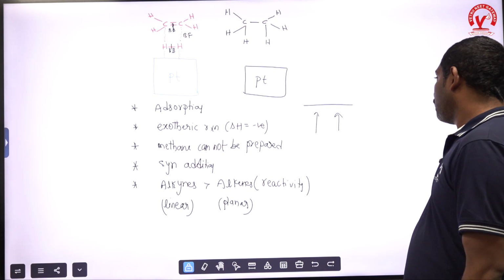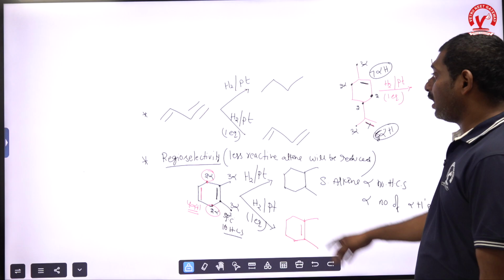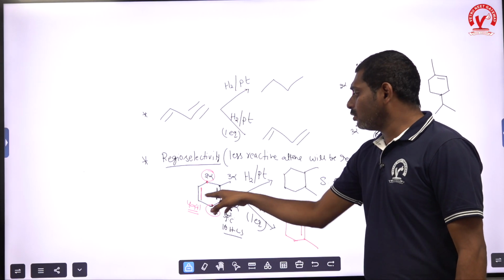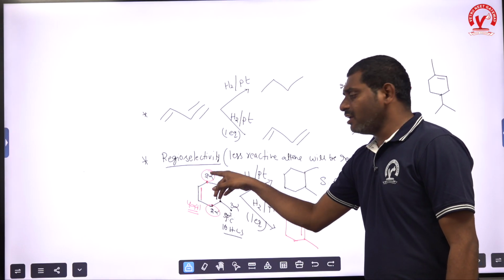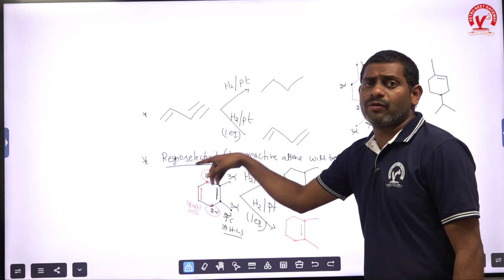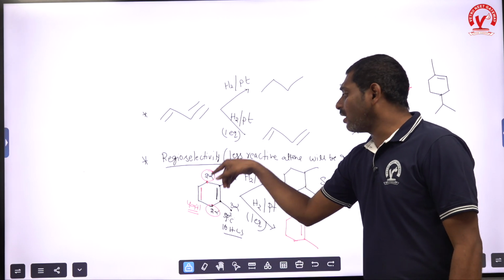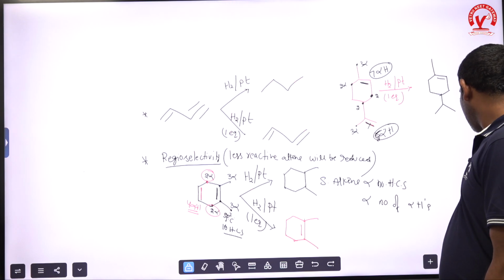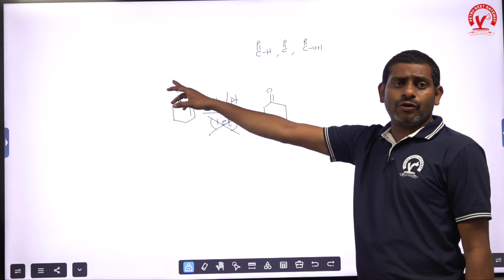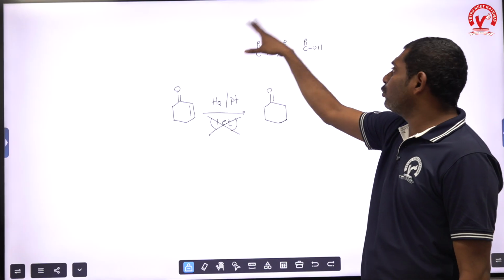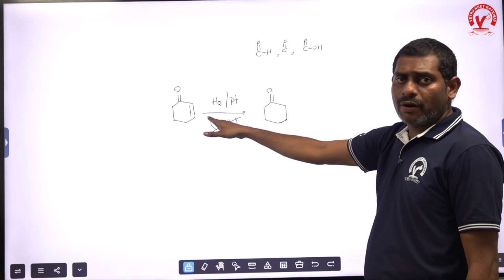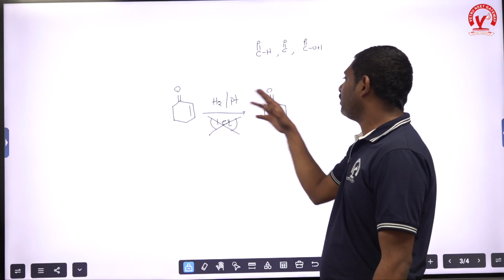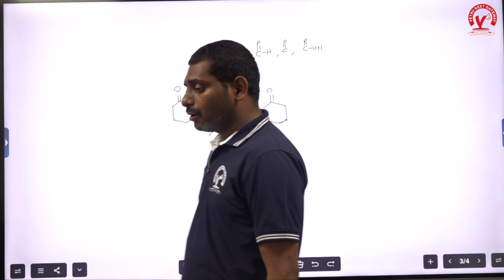Already we discussed, if one double bond and one triple bond are there, the triple bond will break first. If two double bonds are there, the double bond with the fewest alpha hydrogens, meaning the fewest hyperconjugative structures, the least stable alkene, will be reduced first. Then if any other functional groups are there, like ketone or aldehyde, those groups are less reactive than the alkene double bond. So the alkene double bond will break first, then the C double bond O group. Thank you.